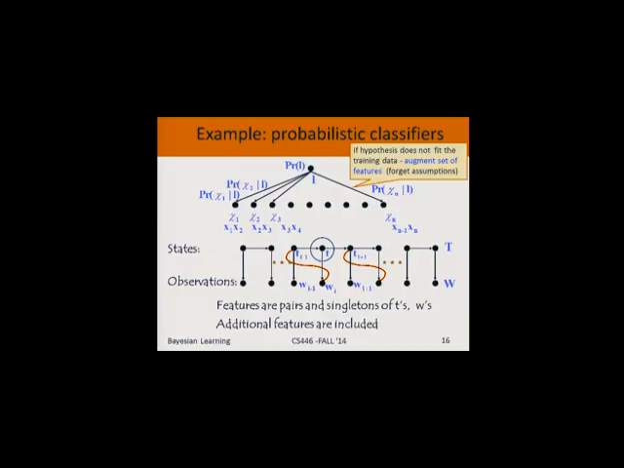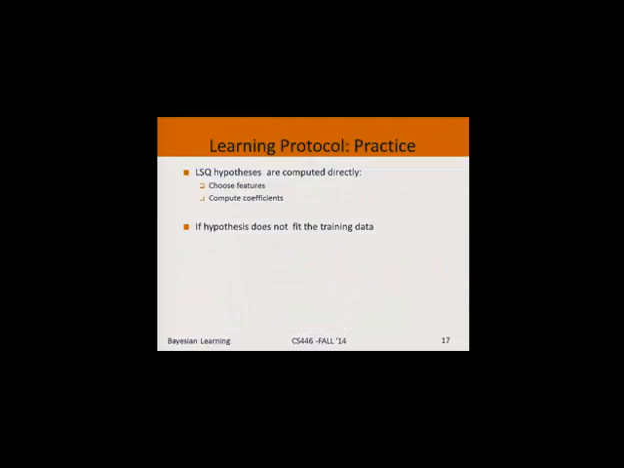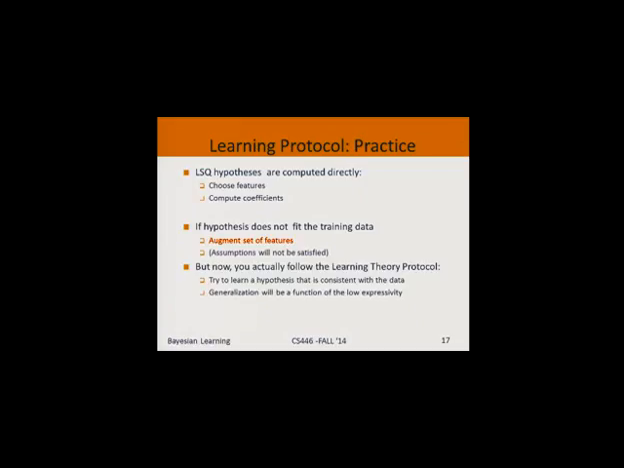And the real explanation is at the end that you really follow the learning theory protocol. You try to learn a hypothesis that is consistent with the data. If you don't manage to, you make it more expressive until it fits the data. And then the low expressivity of the function class really explains it. OK, so we're going to revisit this a little bit next week. I just wanted you to get closure with this and understand it.